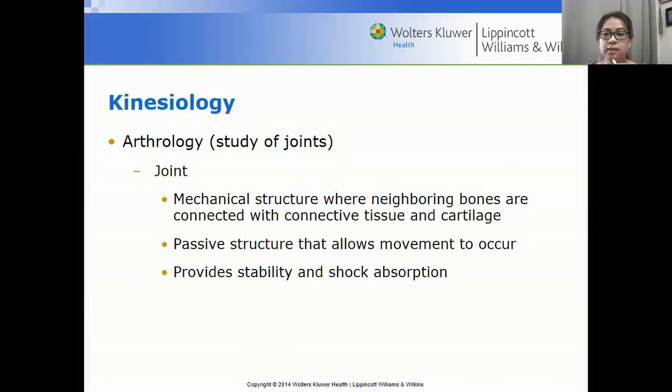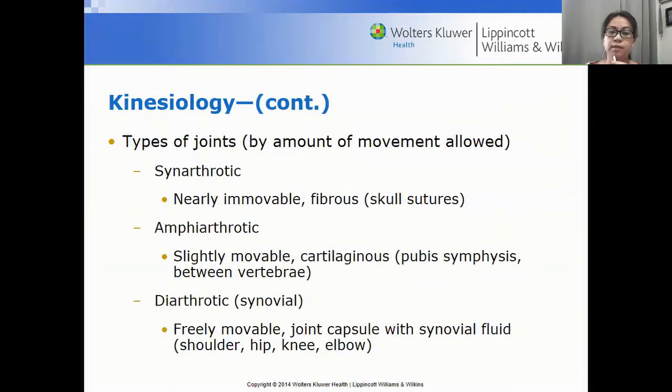So vitamins and nutrition are necessary to maintain the stability of your body and the fluidity of your movements. The types of joints by amount of movement allowed: the synarthrotic, which is nearly immovable or fibrous, such as skull structures, the sutures. So this is on the cranial portion of your head.